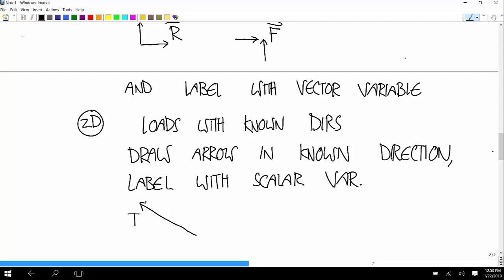Because if we know the direction, we're going to have this variable multiplied by a unit vector that defines that direction. And so then this is all we have to solve for. If we don't know anything about it, we have to solve for two variables, or three in 3D. Any other questions about that?